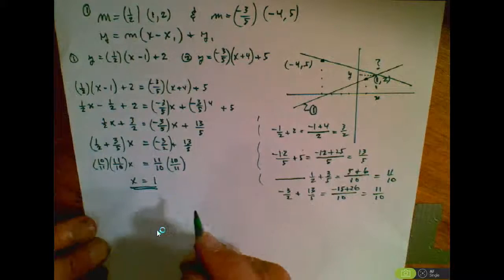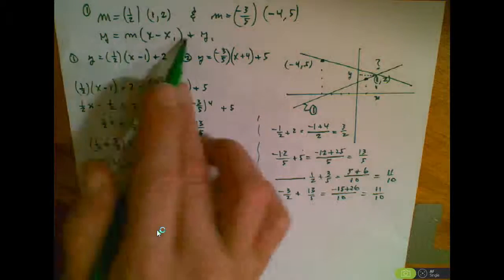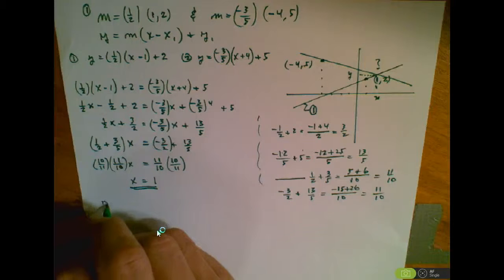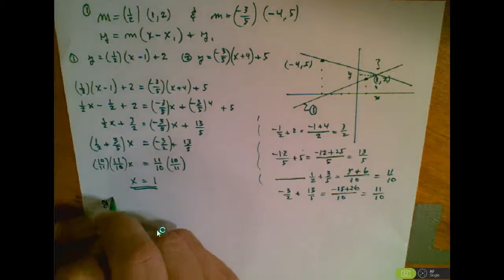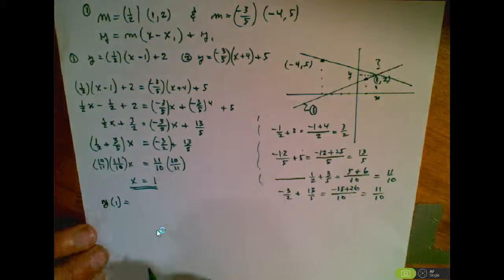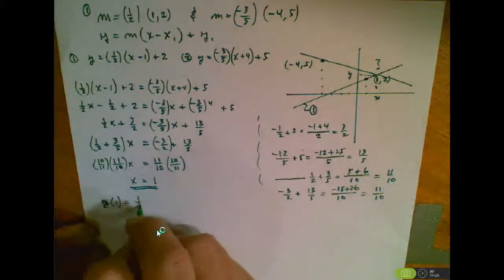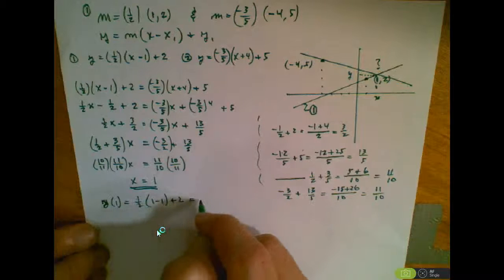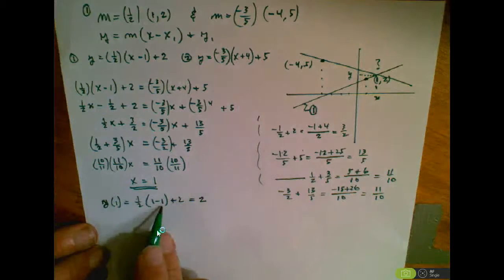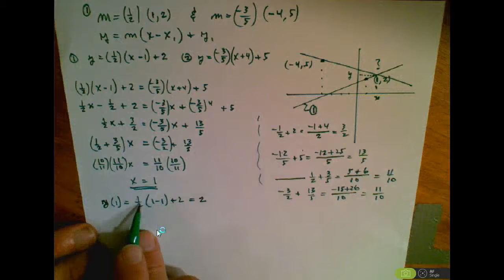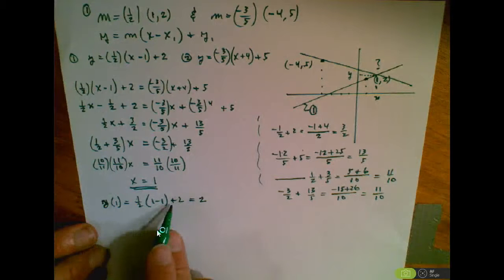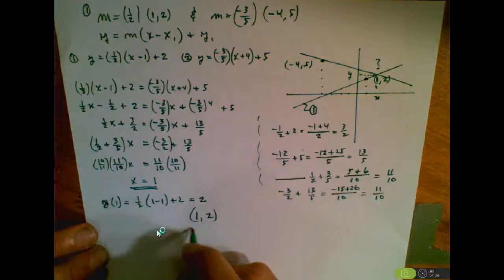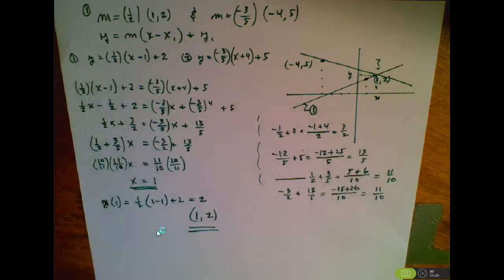So now I'm going to substitute into either one of these two equations. I'm just going to grab the first one. I'm going to say y, when x is 1, using function notation, is going to be 1/2 times 1 minus 1, plus 2, and that easily reduces to 2 when I see that 1 minus 1 is 0. 0 times 1/2 is 0, and 0 plus 2 is 2. So the intersection point is (1, 2). So I've done this algebraically. Let's check it in our graphing calculator.